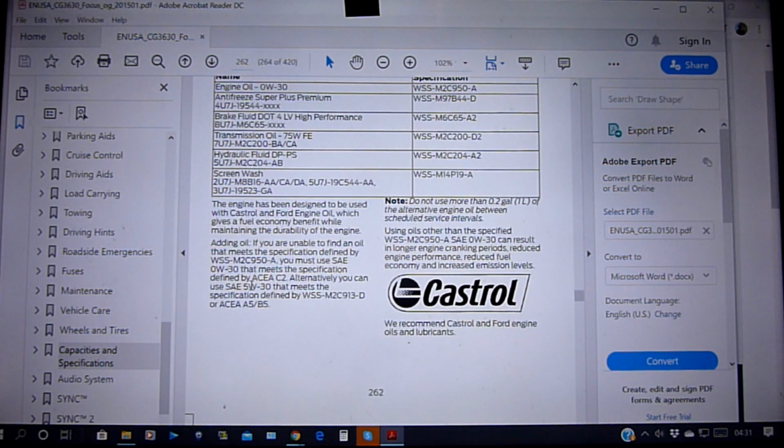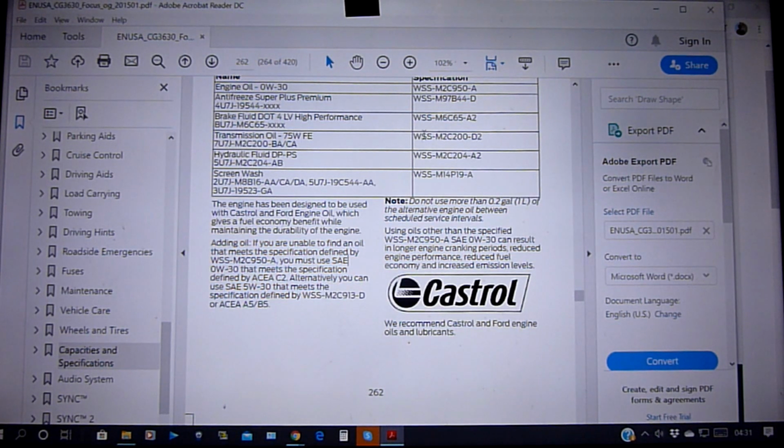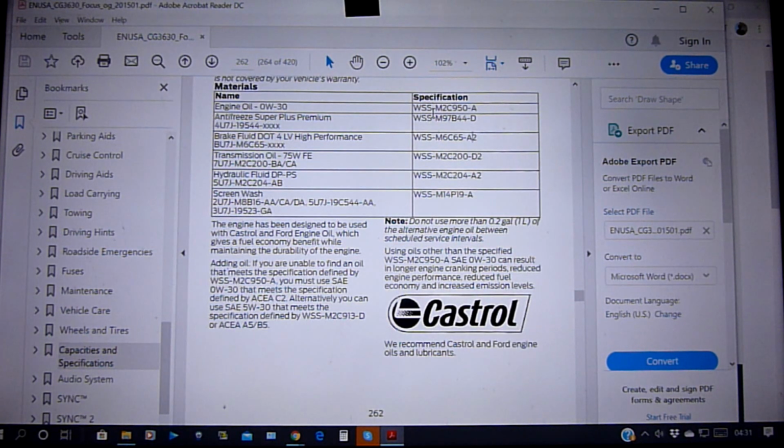So, reading the document, adding oil. If you're unable to find an oil that meets the specification defined by that, this is what you'll get if you took it to a Ford garage to service. You'll get the best engine oil. Of course, take it to Ford. If you want the best performance for your car and you've got bags of money, take it to Ford.